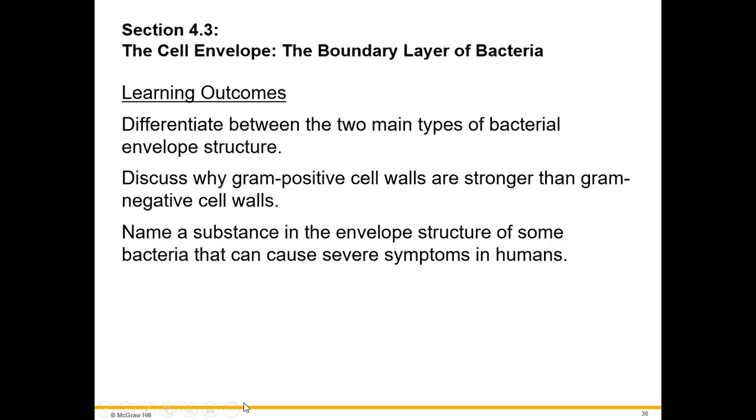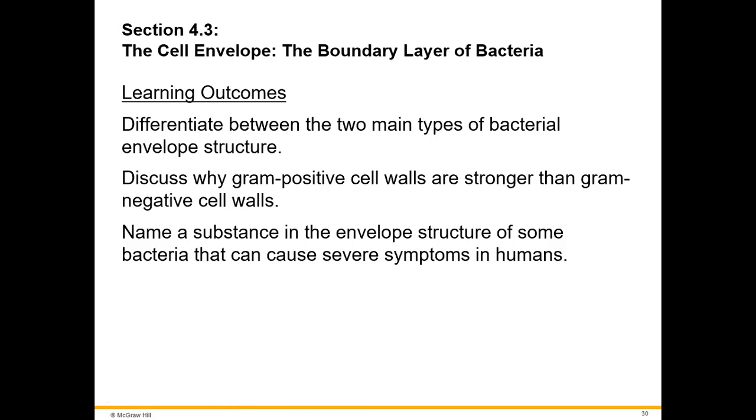The cell envelope is a boundary layer of bacteria. Differentiate between 2 types of bacteria envelope structure. Discuss why gram-positive cell walls are stronger than gram-negative. So what are the 2 major groups of bacteria that we talked about last week? When you do a gram stain, what are the 2 major groups? Is it positive and negative?